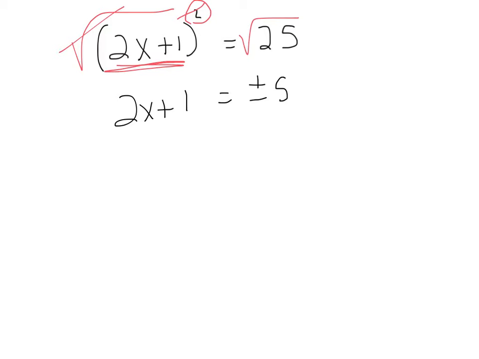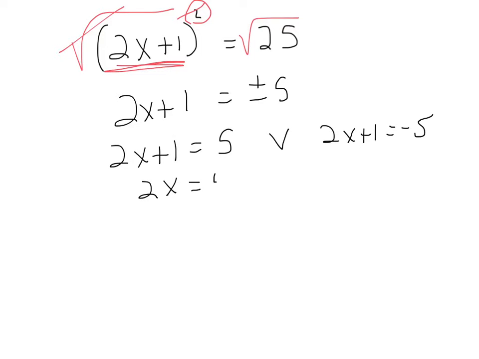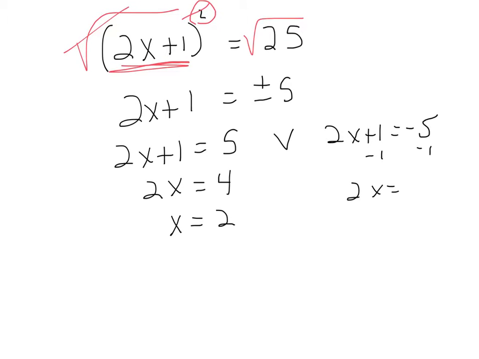Technically, there's two answers here. And so what that means is that quite possibly 2x plus 1 might turn out to be positive 5, or 2x plus 1 might turn out to be negative 5. When I solve the one on the left, I'll get 2x equal to 4, because when I subtract 1 from both sides, I get 4. Divide by 2, I get x to be equal to 2. Over here, when I subtract 1 from both sides, I get 2x is equal to negative 6. And when I divide by 2, I get x to be negative 3.